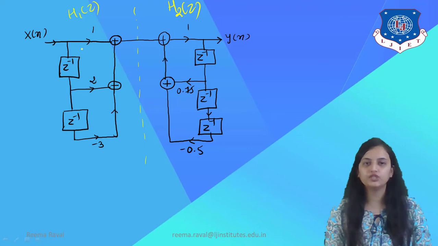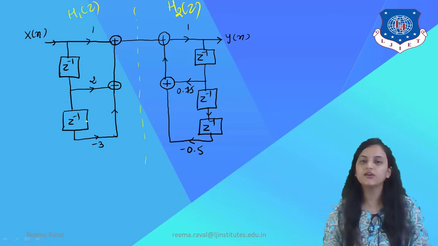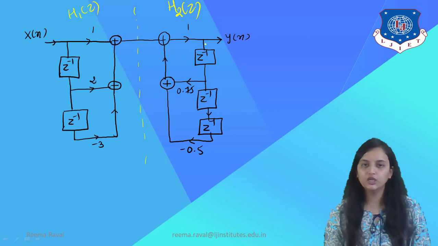Here this gives the equation 1 plus 2z inverse, and here we get minus 3z raised to minus 2 because 2 delay elements are there. This gives our numerator part, and this is the denominator part, having the maximum power value z raised to minus 3. So this is the block diagram for the given system function. So this is how you can plot the direct form 1 and direct form 2 structure.